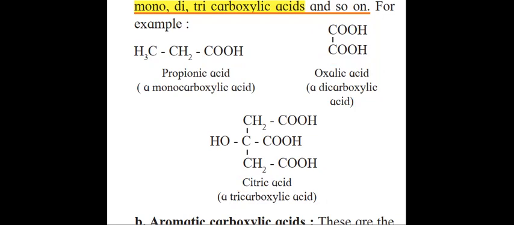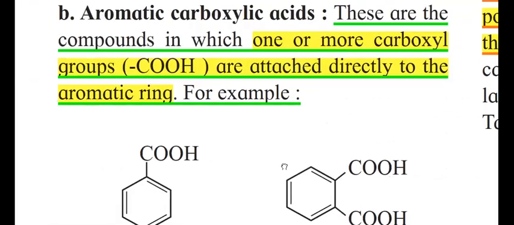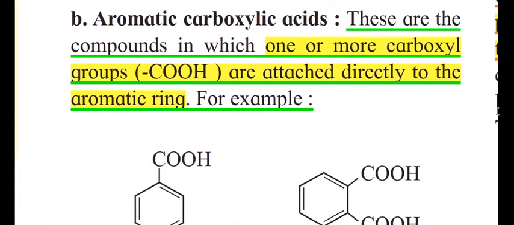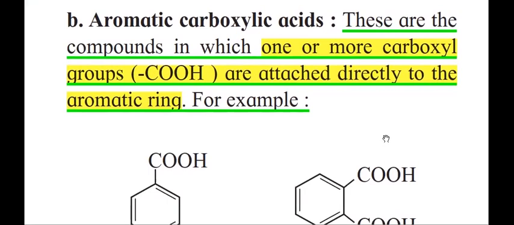Now we will see another classification: aromatic carboxylic acids. As we know, in aliphatic acids the R group is an alkyl group, and now in aromatic acids it must contain an aromatic ring. These are the compounds in which one or more carboxyl groups are attached directly to an aromatic ring. This aromatic ring is important. Directly attached to the aromatic ring.